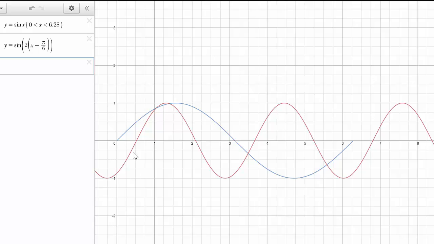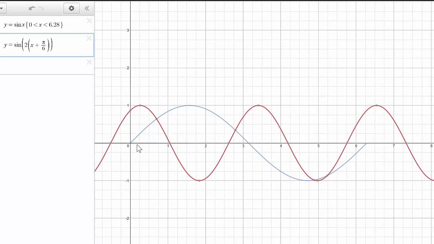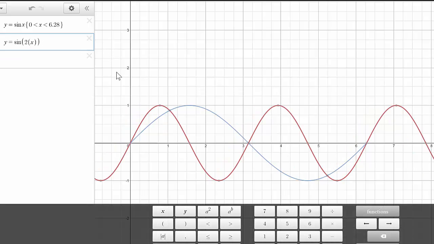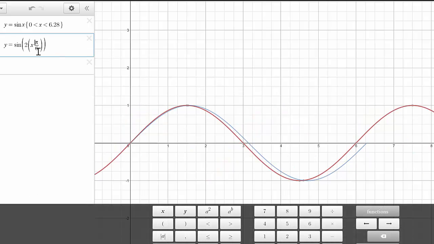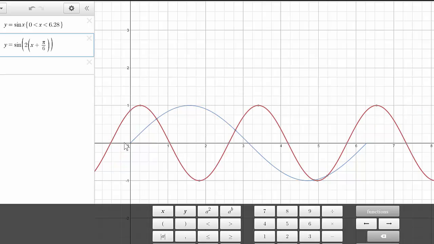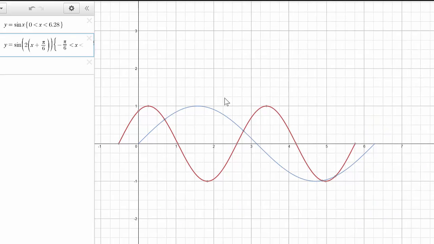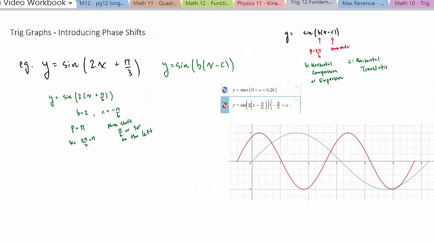And again, this time notice in the red, we've got our compressed graph, the period changes. You can actually put your cursor over those intercepts. It'll tell you what those values are in terms of pi. There we go, just fix this up a little bit. And we might as well put a domain restriction in there from negative pi over 6 to 11 pi over 6. That's kind of the beginning and end of 2 cycles.